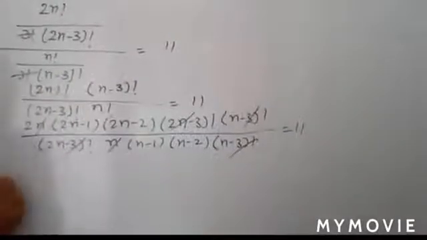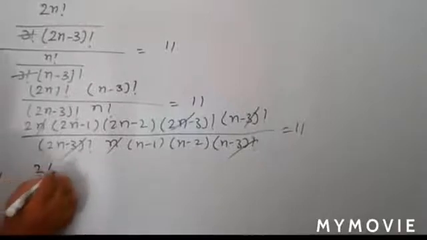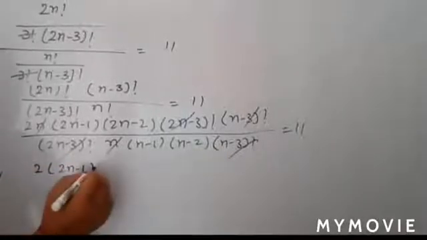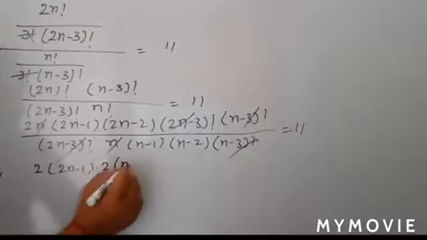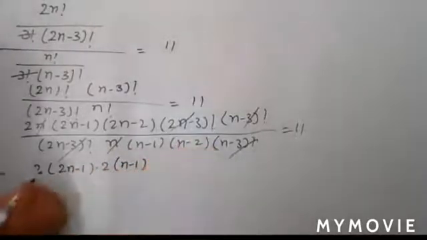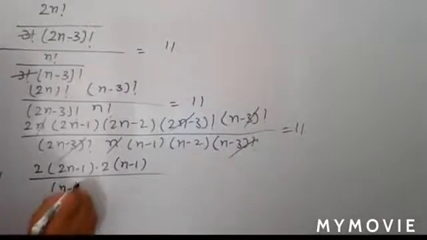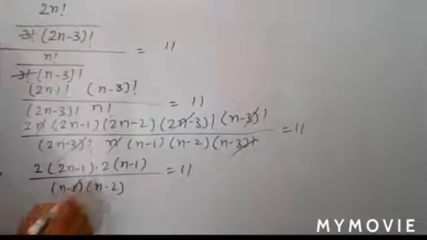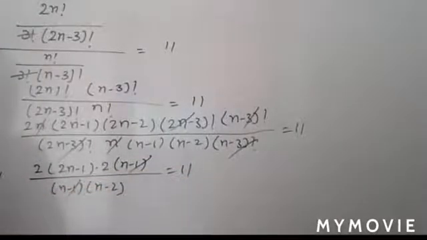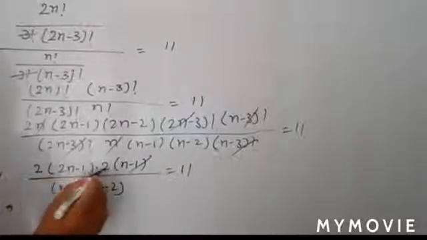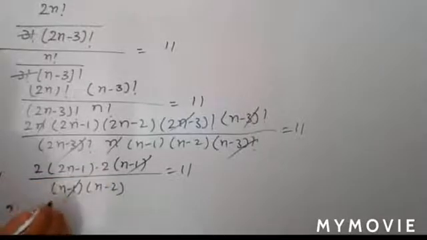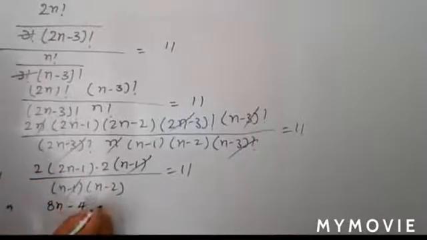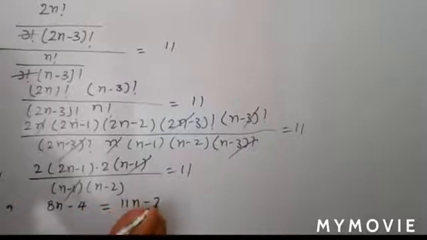Understand? And just see one thing. Here you have 2, write it. Then you have (2n minus 1), and you can take 2 common. So here you have (n minus 1), and whole divided by (n minus 1) into (n minus 2) is equal to 11. So (n minus 1) also cancels out. Now taking cross multiply, on this side you have 4, and you multiply here. So 4 twos is 8n minus 4 is equal to 11n minus 22.